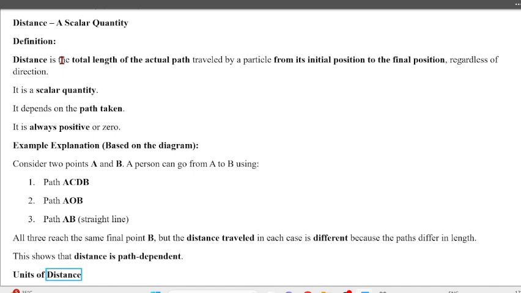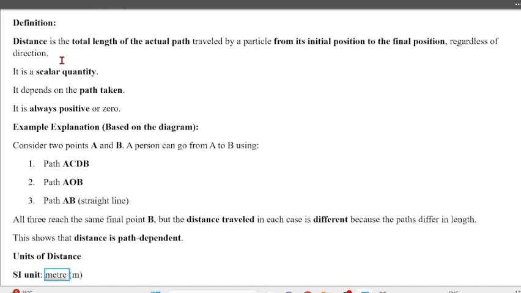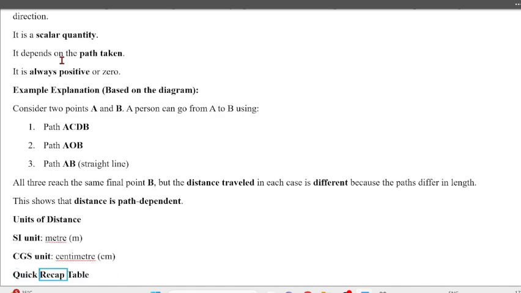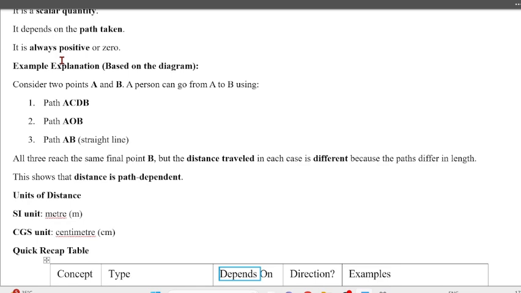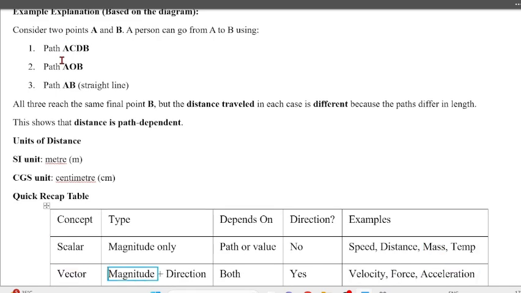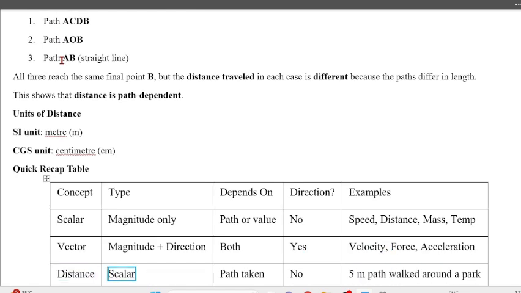Units of distance: SI unit, meter; CGS unit, centimeter, cm. Quick recap: table of concept, type, depends on direction. Scalar: magnitude only, path or value, no direction. Examples: speed, distance, mass, temperature. Vector: magnitude plus direction, both yes. Examples: velocity, force, acceleration, displacement. Scalar: path taken, for example, the path walked around a park.